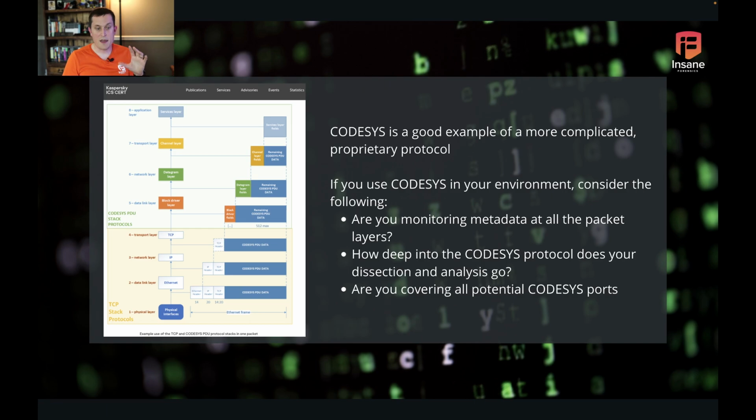So in this case, CODESYS is a good example. Like I said, it's more complicated, it's proprietary. If you have this protocol in your environment, you need to consider what metadata you're monitoring and at what packet layers. Again, this is where it's really important to understand whether you're doing it yourself or using a vendor. How deep does your dissection and analysis go? And are you covering all those CODESYS ports? If it's one of the proprietary or unusual device ports that a device uses, you want to make sure it's covered.